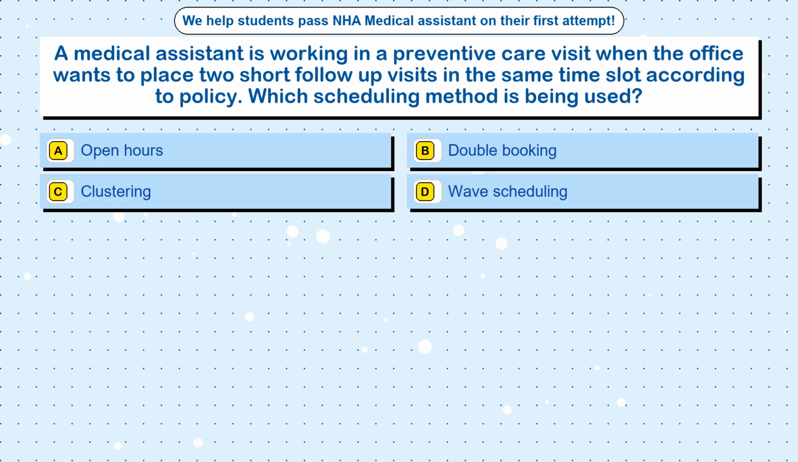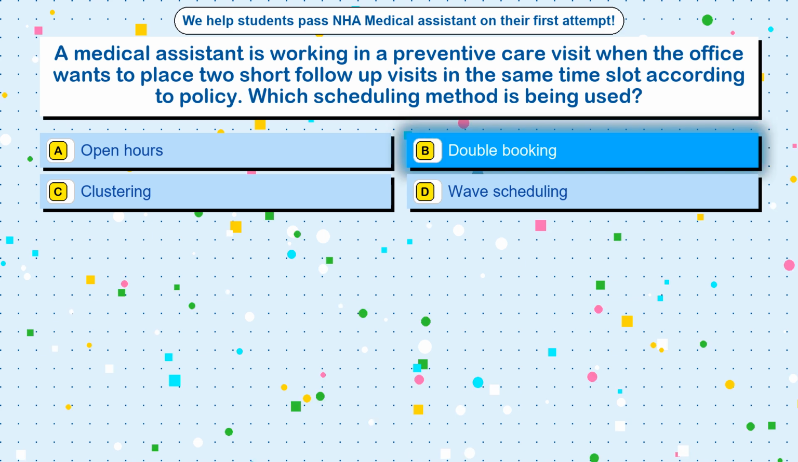Question 44. A medical assistant is working in a preventive care visit when the office wants to place 2 short follow-up visits in the same time slot according to policy. Which scheduling method is being used? Option A, open hours. Option B, double booking. Option C, clustering. Option D, wave scheduling.